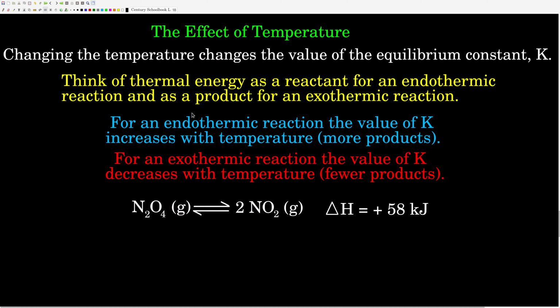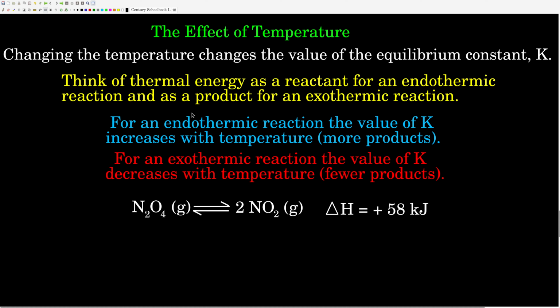All right. So the other way we can disturb the equilibrium, guys, is by changing the temperature. Because remember, when we change the temperature, we change the value of the equilibrium constant, K. And the way to think about this in terms of Le Chatelier's principle is to think about the thermal energy as a reactant for an endothermic reaction and as a product for an exothermic reaction. And that makes sense if you think about it. In an endothermic reaction, energy has to be put into the system, so it's a reactant. In an exothermic reaction, thermal energy is released.